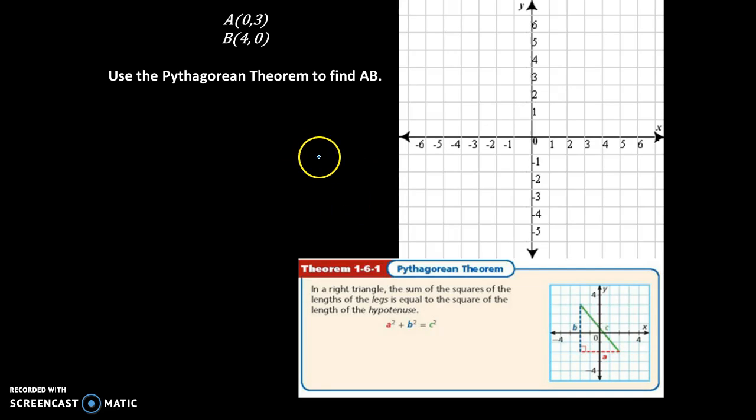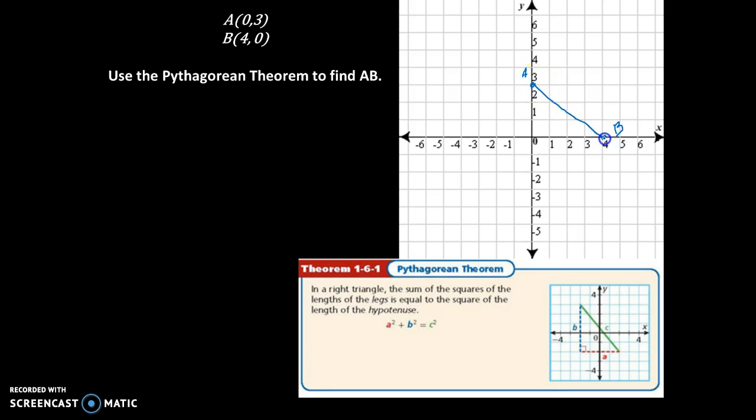Another thing you can use to find distance to make it a little bit easier is to use the Pythagorean theorem. And you want to use the Pythagorean theorem when you can create a perfect right triangle, which you always can if it's just a segment that you're trying to find the distance of, or the length of. So again, we're given points A and B, so we want to plot them. We want to go 0 up to 3. This is point A. And for B, we want to go over to 4, and then the y coordinate is 0, so we don't have to go up or down at all.